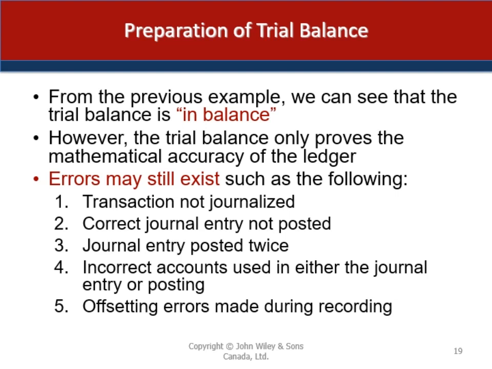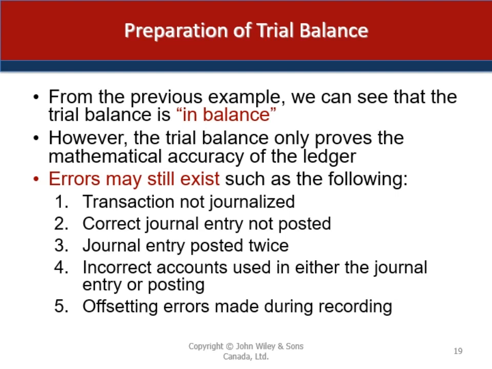So we've just determined the mathematical accuracy of the ledger. It doesn't tell us whether there are missing items. So there could be a transaction which was not journalized. That would usually be identified through the adjusting entry process. There could be a correct journal entry which we've recorded in the journal, which we haven't actually posted to the ledger. So it, again, will show up in the adjusting process.